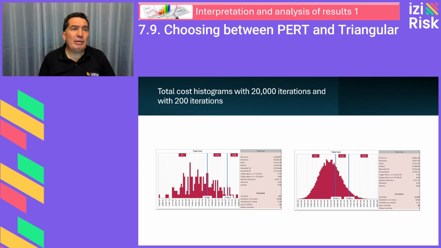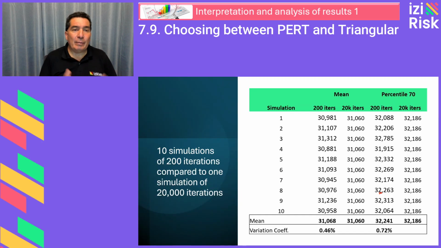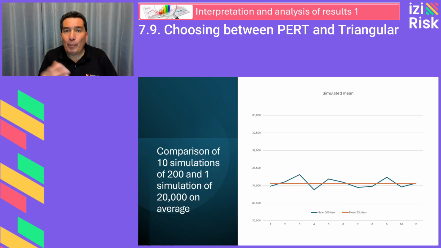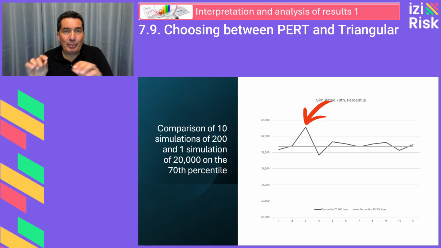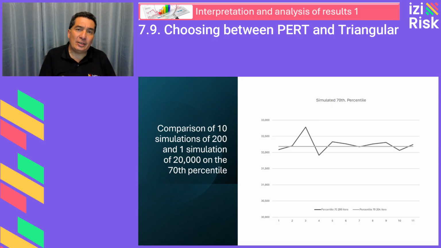To test this, we ran 10 simulations with only 200 iterations and compared. The mean result was 31,061. The 70th percentile was 32,186. Based on this data, we calculated the coefficient of variation. For the mean, it was only 0.46%. For the 70th percentile, 0.72%, which in at least one case represented an overestimation of contingency by about 2% when using only 200 iterations.